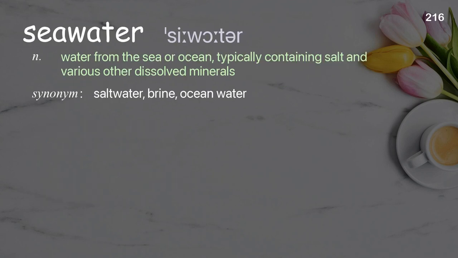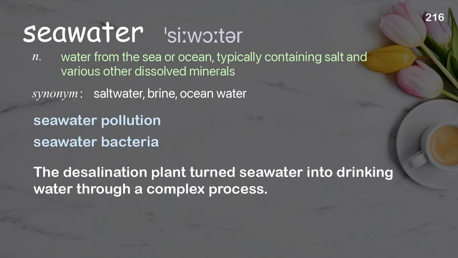Seawater. Water from the sea or ocean, typically containing salt and various other dissolved minerals. Examples: seawater pollution, seawater bacteria. The desalination plant turned seawater into drinking water through a complex process.